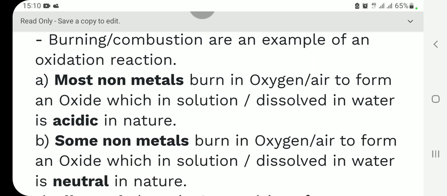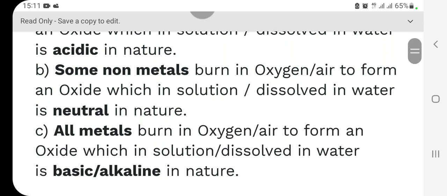Most nonmetals burn in oxygen to form an oxide which, in solution, dissolved in water, is acidic in nature. Some nonmetals burn in oxygen to form an oxide which in solution, that means when you dissolve it in water, you get a neutral solution. And a neutral solution has a pH of 7.